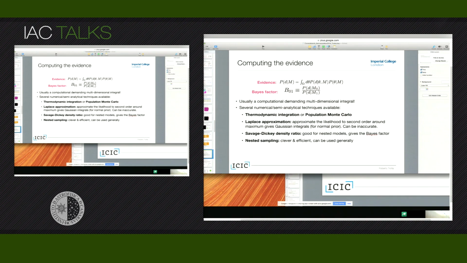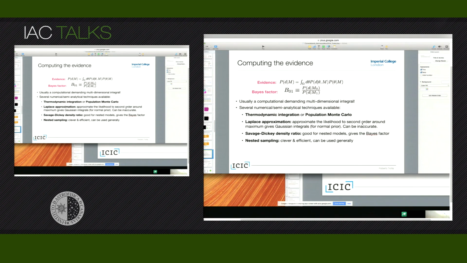Then another method is to do what's called the Laplace approximation. Effectively, approximate the likelihood to second order around the maximum, which will give you a Gaussian approximation for the likelihood, and use a conjugate prior in the form of a Gaussian prior. Then we all know that the Gaussian prior times the Gaussian likelihood integrated over the parameters will give us an analytical integral that can be done very quickly. In fact, it takes no time at all.